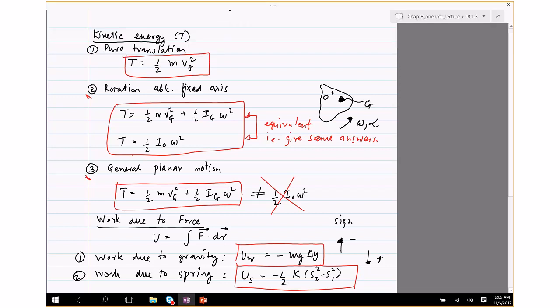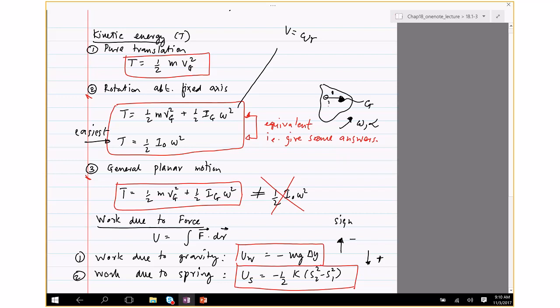So the formula is the same because general planar rotation about a fixed axis is a special case of general planar motion. For example, a pendulum is an example of a fixed axis. What's easiest in this problem is to use this formula, when you know a point about which it rotates. You can see that happening if you put v equals omega r.